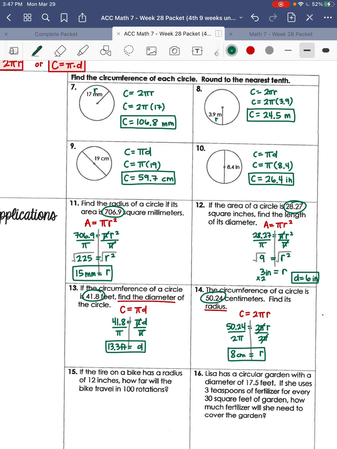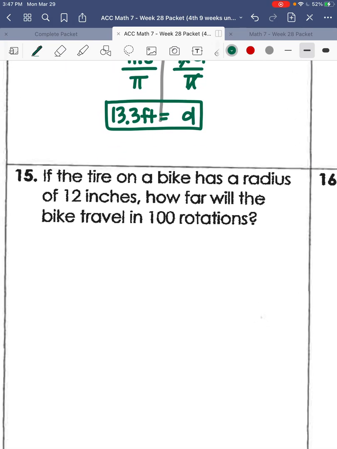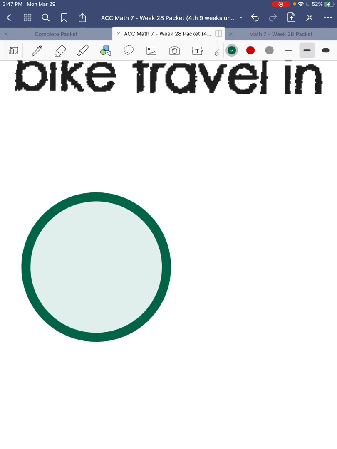Okay, number 15. If the tire on a bike has a radius of 12 inches, how far will the bike travel in 100 rotations? Okay, so we would need to find the circumference of the bike wheel, or bike tire. So we know that it looks something like this, and we know that the radius is 12. So remember, the radius only goes part way. That's maybe a little too far, something like that. And we know that that is 12.